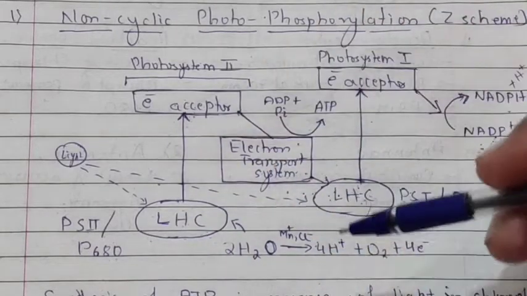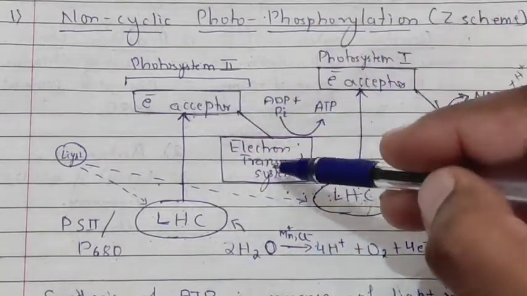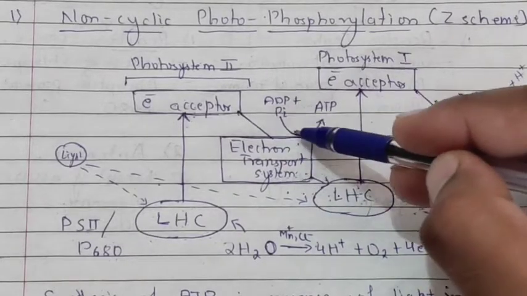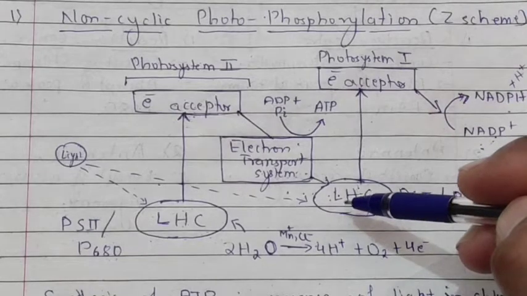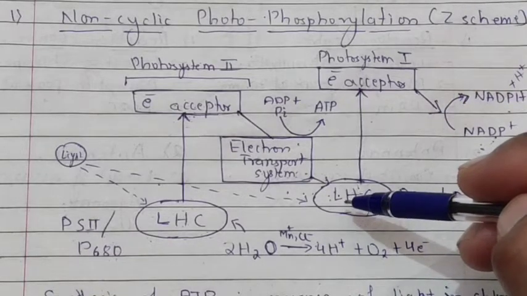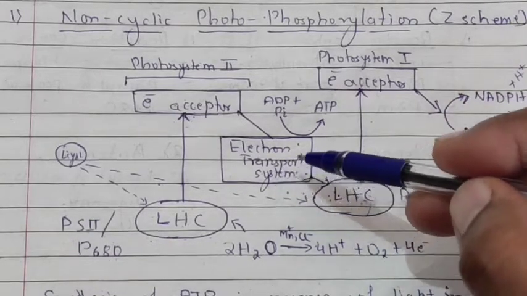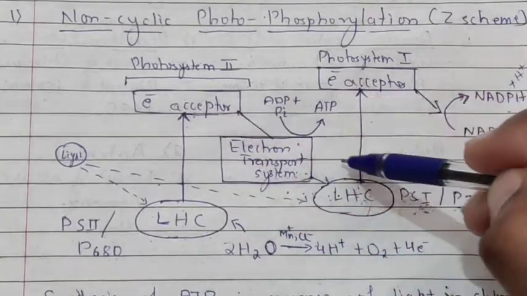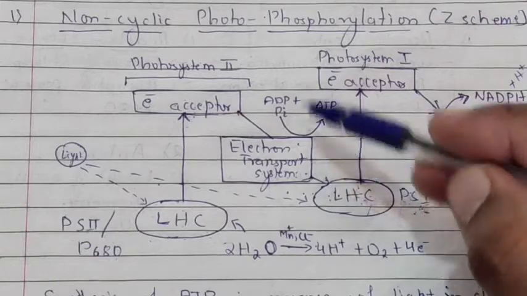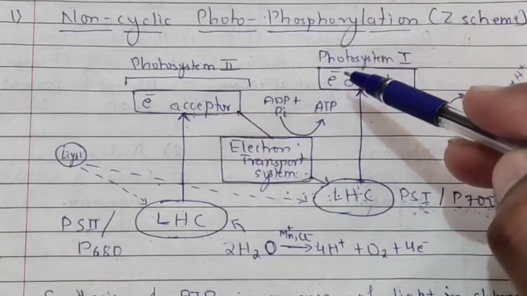During this process, when the electron passes through the electron transport system, there is a formation of ATP. Right? Now, the synthesis of ATP in presence of light in chloroplast during non-cyclic transport of electrons is called what? Non-cyclic photophosphorylation.